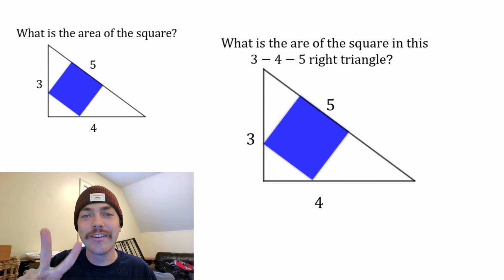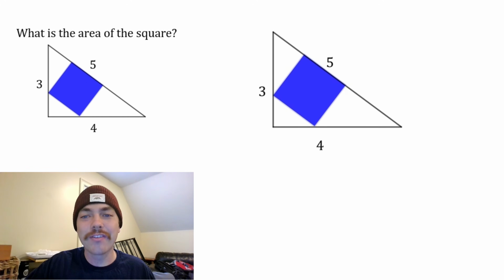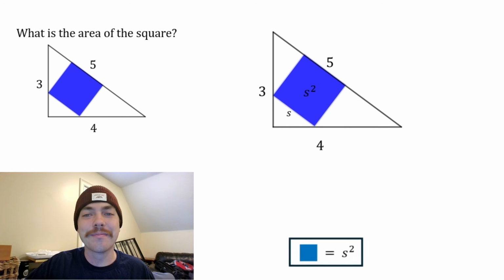in 3, 2, 1. So let's start off by labeling the side of the square S. That means the area of the square is going to be S squared. That's what we need to find, so let's put a box around it and move it to the bottom.